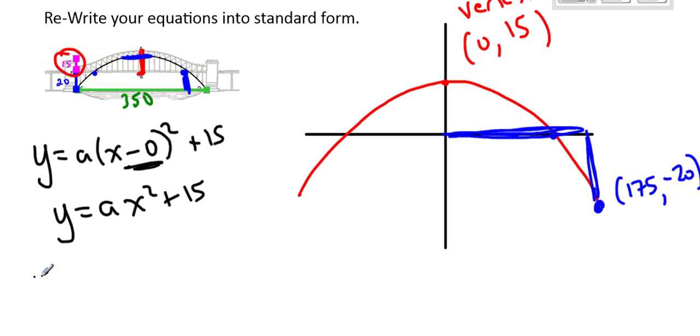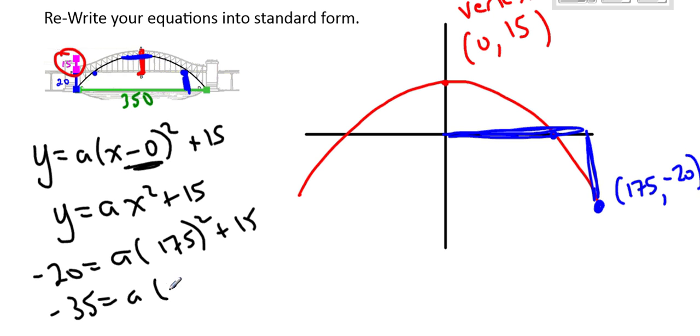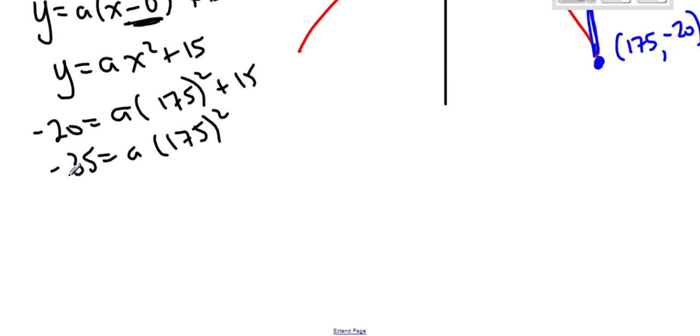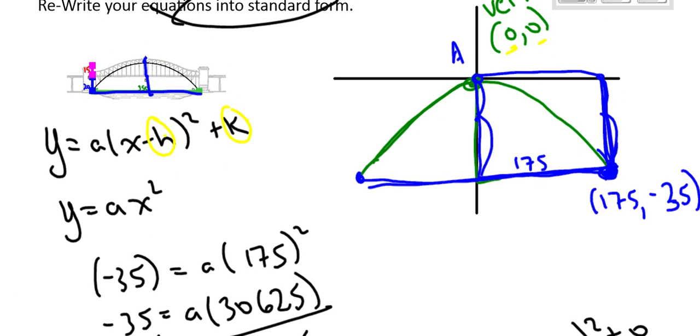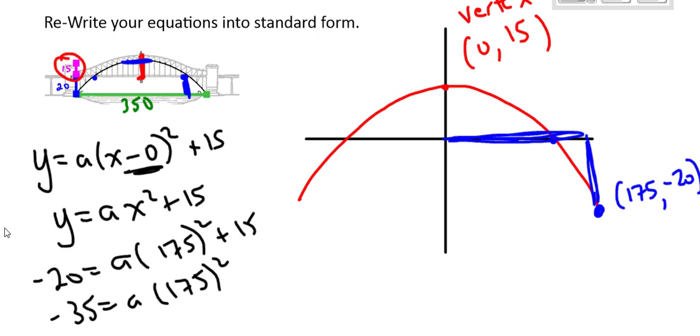So subbing that into the equation, and then I'm going to solve for a. So subtract 15 from both sides, and it should start to look very familiar to you. Negative 35, 175 squared. In fact, 175 squared is 30,625.